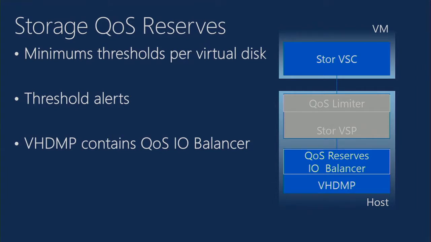So the VHDMP, again, balances the I/O, and it throttles VMs that should not have more so that the reserves can be met. If the reserves are not being met, then we generate events. Once we have cleared the condition, we automatically send another event to clear that event.